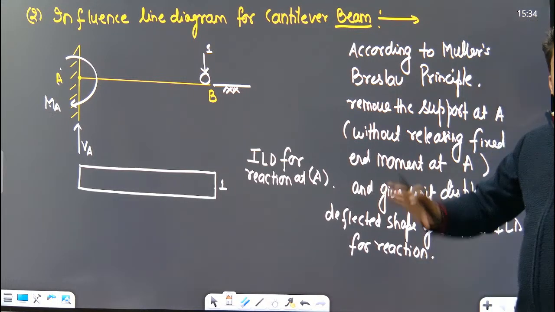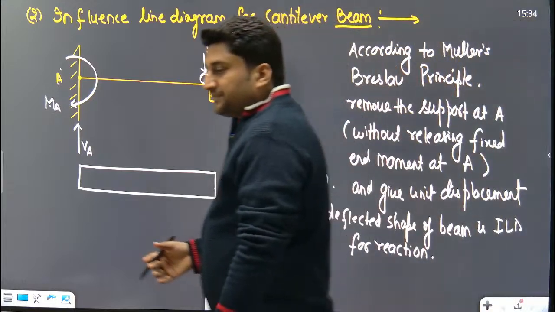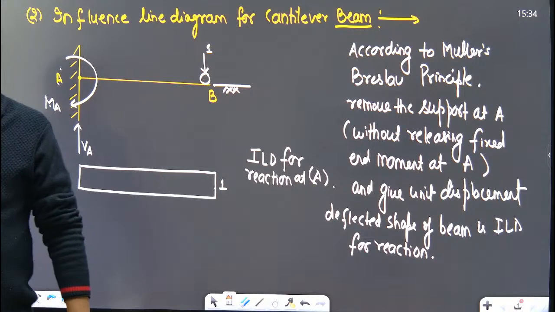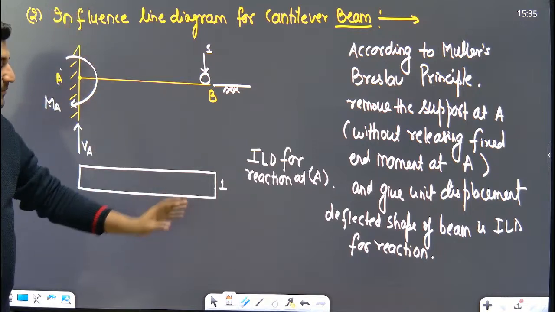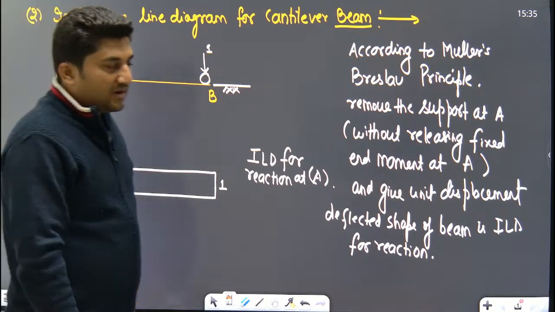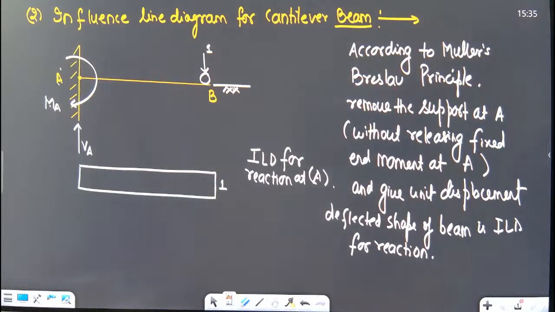In a cantilever beam, how to draw the ILD for reaction? Remove the fixed support without removing the fixed end moment, and displace it by 1 unit. The deflected shape of the beam is nothing but the shape of the ILD for reaction. This is the first concept. Understood everyone? Shall I move ahead?